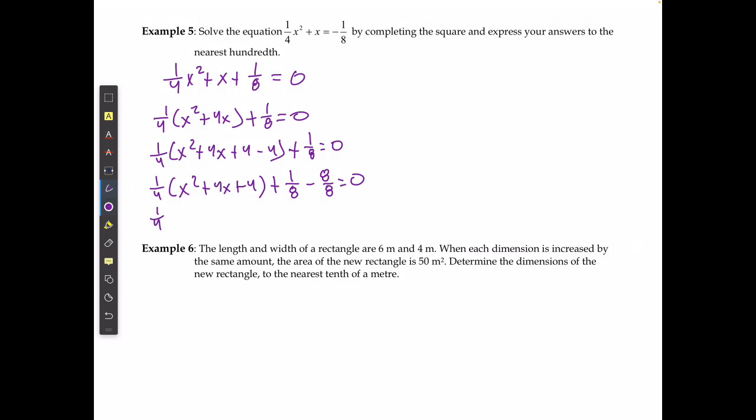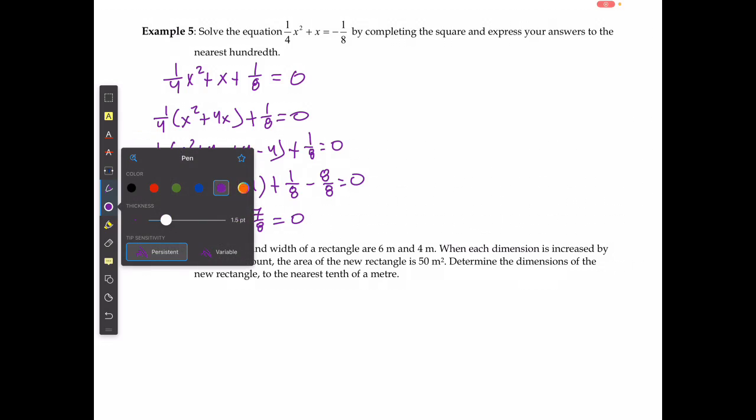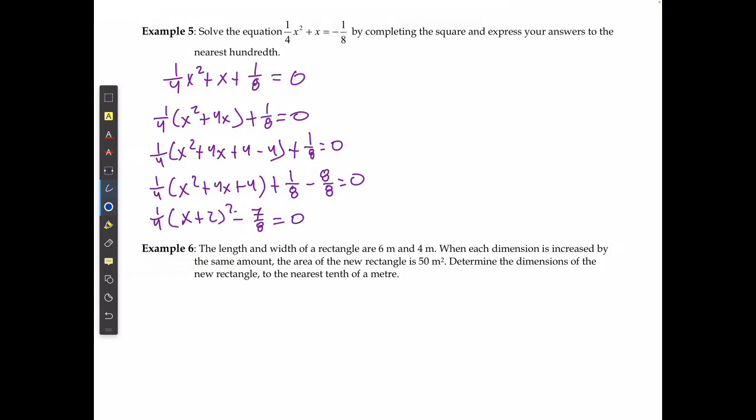1/4 (x plus 2) squared minus 7/8 is equal to 0. Now we're going to go through the process of solving it. So we're going to first move that 7/8 across. 1/4 (x plus 2) squared is going to equal positive 7/8.